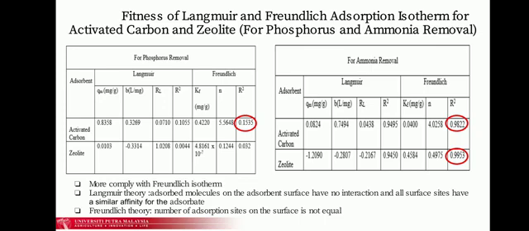Next is to discuss the fitness of the Langmuir and Freundlich adsorption isotherms for the activated carbon and zeolite. The results show that all the adsorption activity fits better with the Freundlich isotherm. This can be shown by the R-square value. The higher R-square value indicates that the data follow the isotherm more closely. This shows that they did not follow the Langmuir theory, where the adsorbed molecules on the adsorbent surface have no interaction and all the surface sites have a similar affinity for the adsorbate. They fit the Freundlich theory, where the adsorption sites on the surface are not equal.